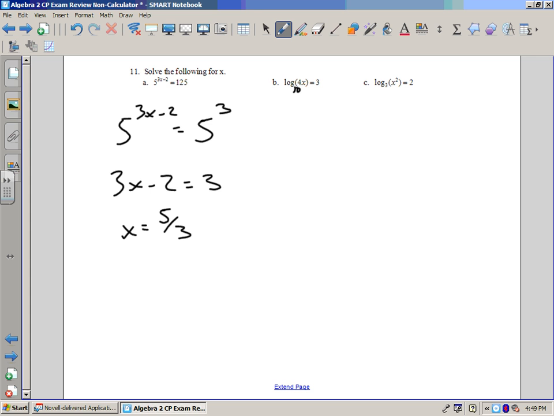For b, I have an implied base of 10. I'm going to write this as an exponential function. 10 to the 3 is equal to 4x. So 1,000 is equal to 4x. So x is equal to 250.